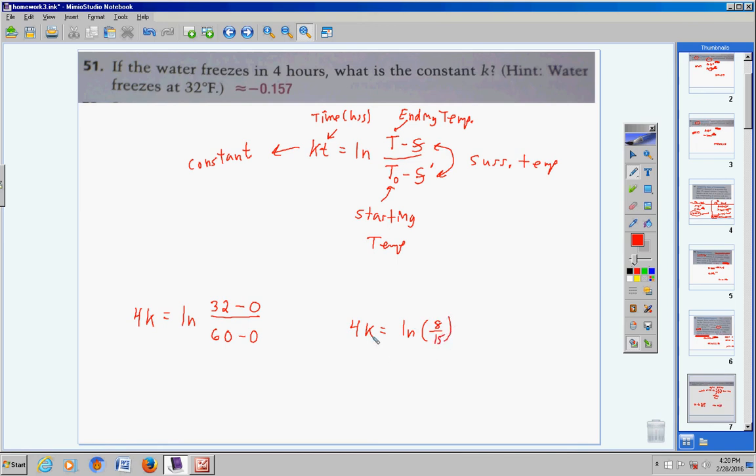And now to find K, divide both sides by 4. So K equals the natural log of 8/15 divided by 4. So here's how you would type that in your calculator. Hit your natural logarithm button, then 8 divided by 15, then hit enter. Be sure and hit enter. Then hit divided by 4, enter. And if you do that, you will get this right here. So now you found your K. So the rest of the time that we use this model for the next couple problems, we now know what K is. K is negative 0.157. Alright? Okay, moving on.